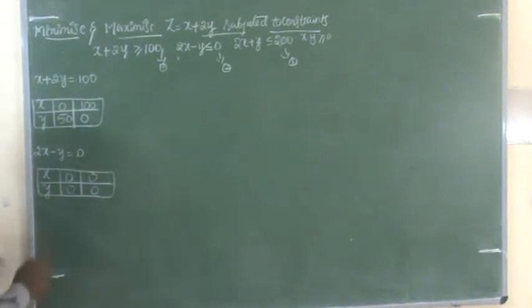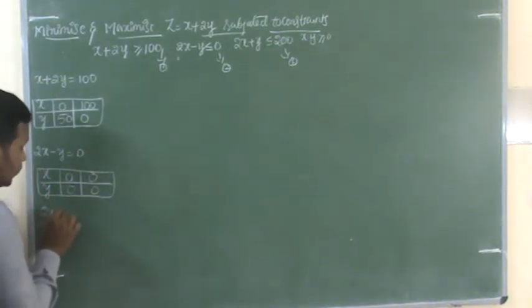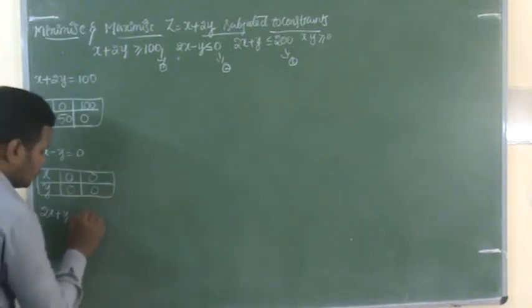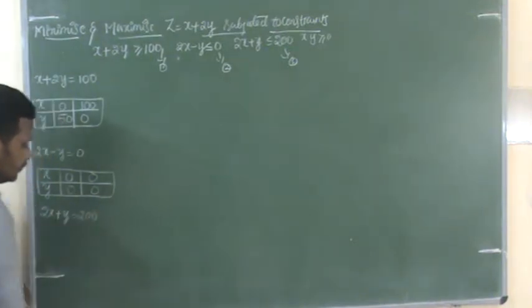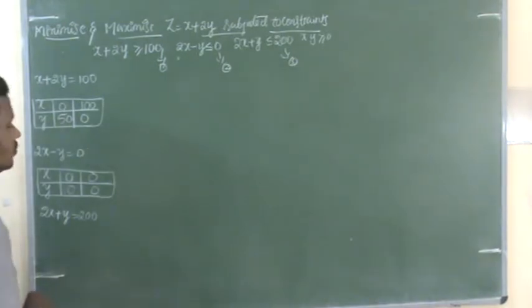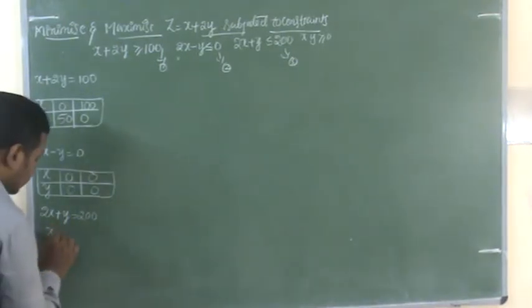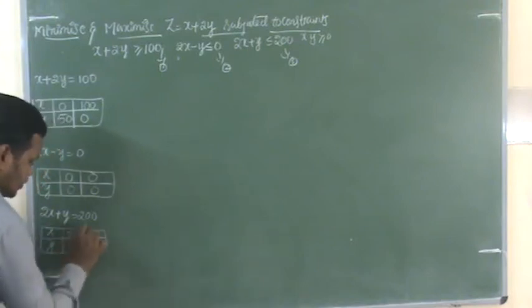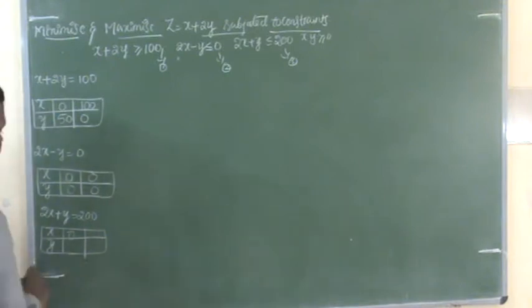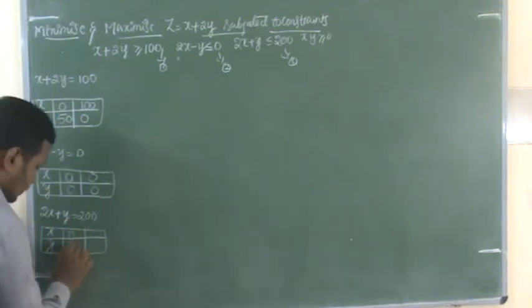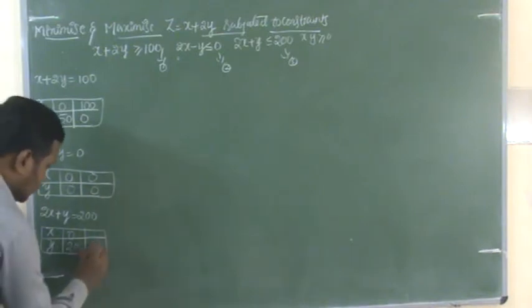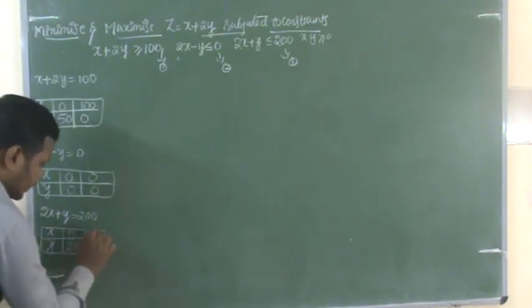For the third equation, 2x plus y is equal to 200. Now here, when x is equal to 0, what is the y value? The y value is 200. And when y is equal to 0, the x value is 100.